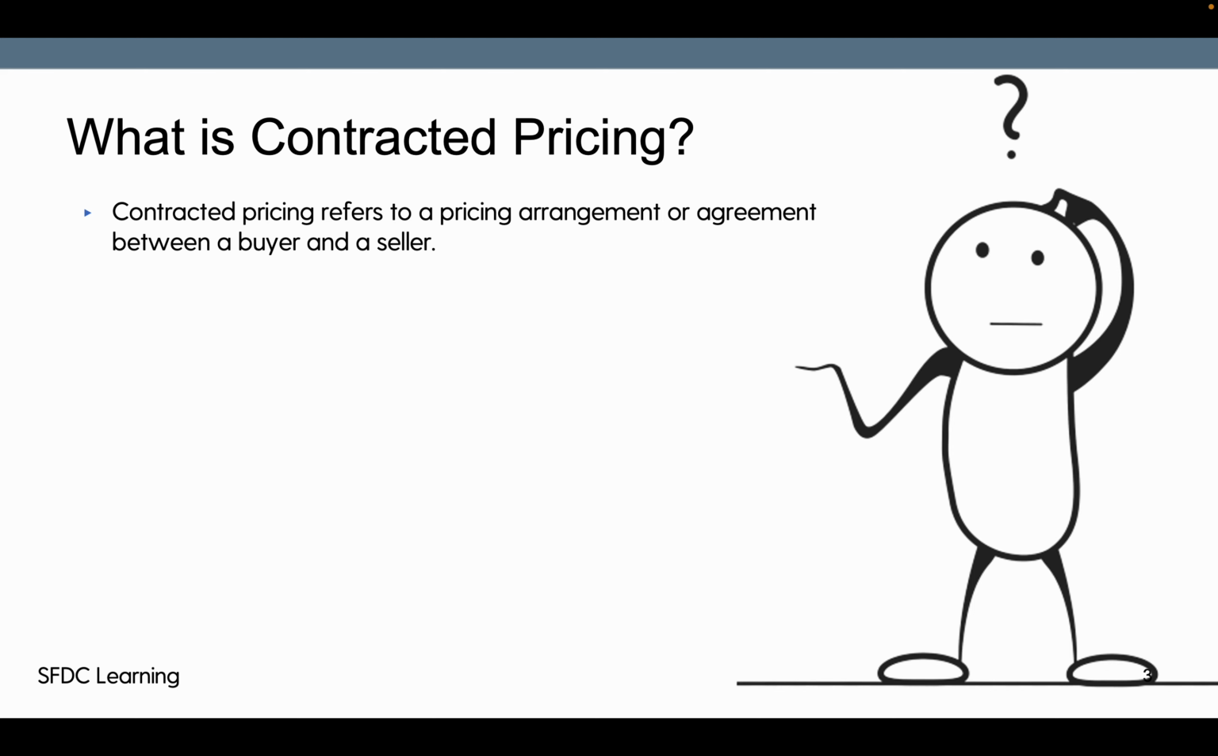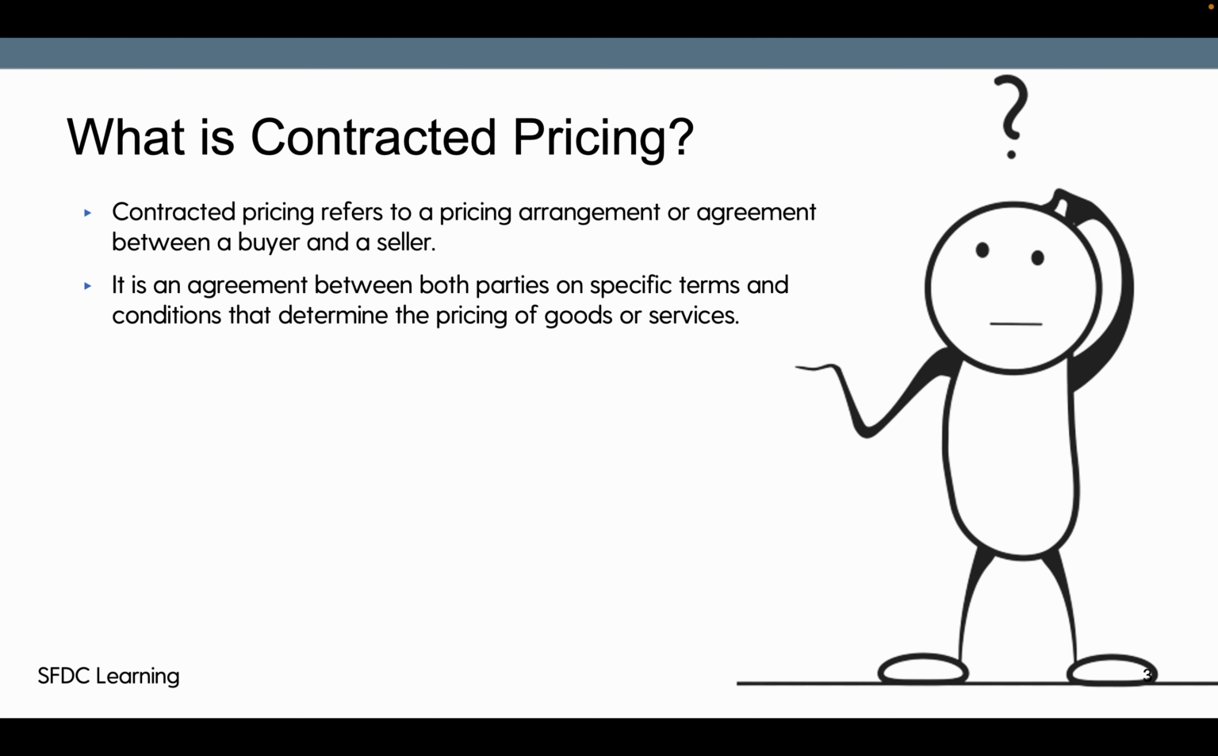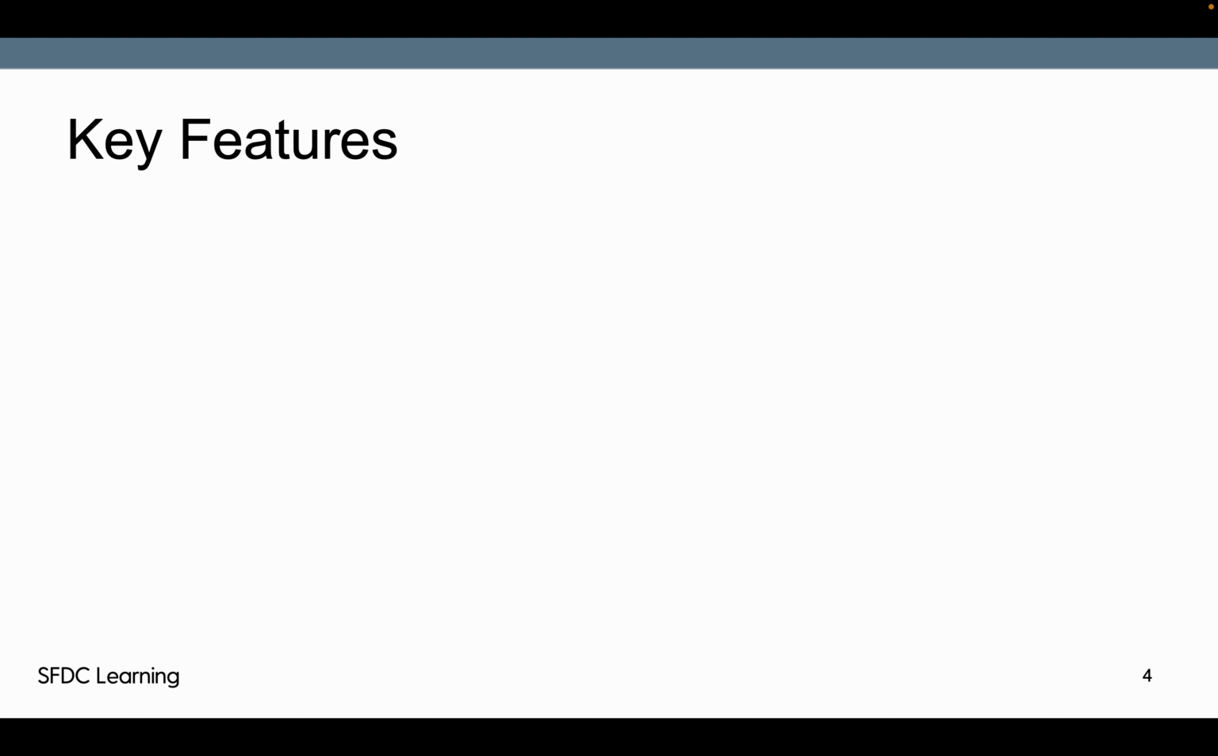So what is contracted pricing? Contracted pricing refers to the pricing arrangement or agreement between buyer and seller. Sometimes when we purchase something from a seller, we make an agreement: whenever I come to purchase this, you're going to sell it to me at the same price that you are selling it today. That means today the price is 100 and he's giving it to you at $80, right? Then for the next purchase as well, we're going to get it at $80 only. It is an agreement between both parties on specific terms or conditions that determines the pricing of goods or services, as we talked about.